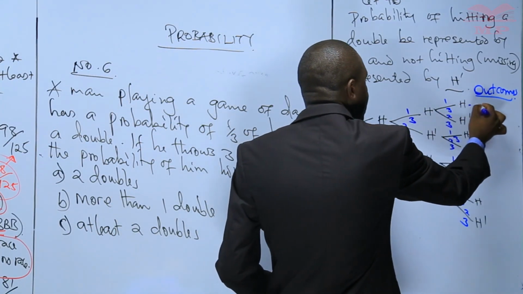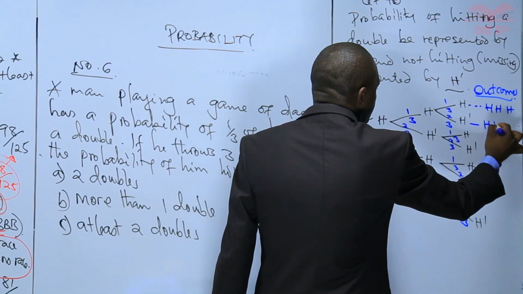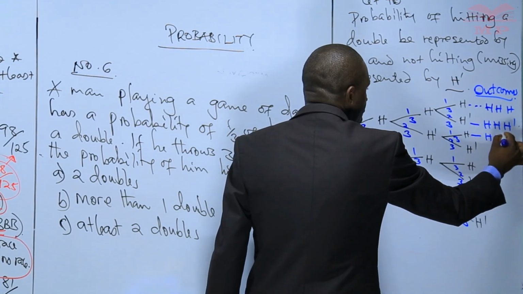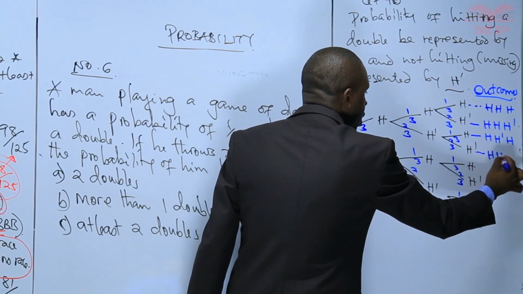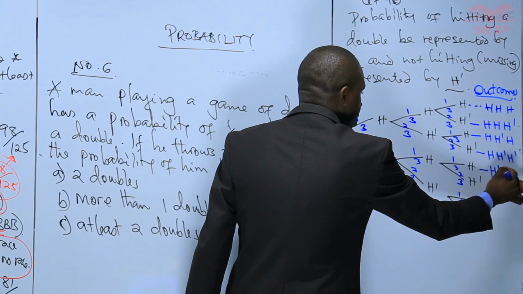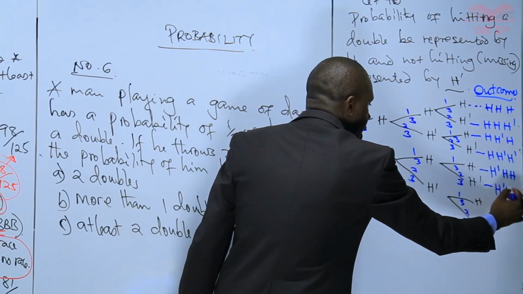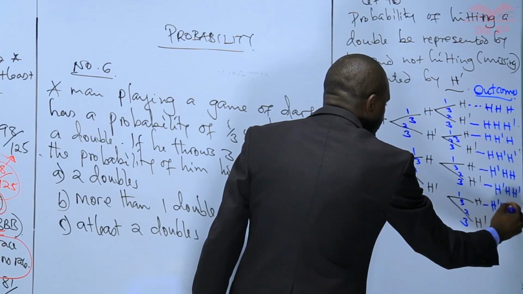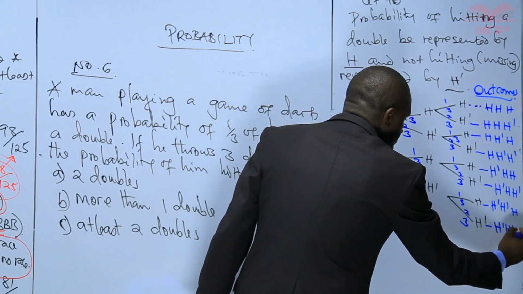So the first outcome here will be hit, hit, hit. So H, H, H. Hit, hit, not hit. So H, H, H naught. Or hit, no hit, hit. So H, H naught, H. Or hit, not hit, not hit. So this will be H, H naught, H naught. Or no hit, hit, hit. So this will be H naught, H, H. Or no hit, hit, no hit. So H naught, H, H naught. Or no hit, no hit, hit. So this will be H naught, H naught, H. Or no hit, no hit, no hit. So H naught, H naught, H naught.